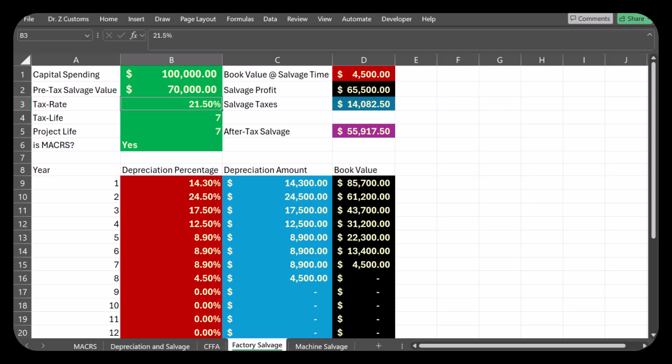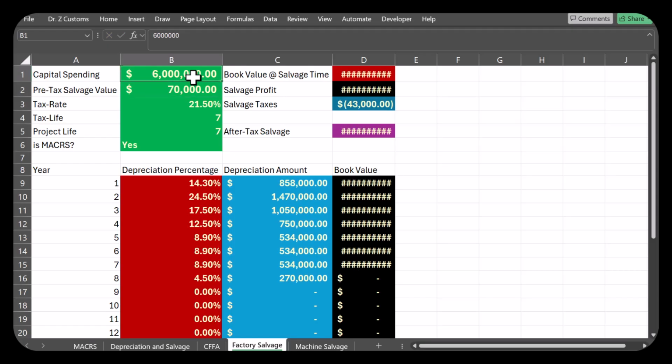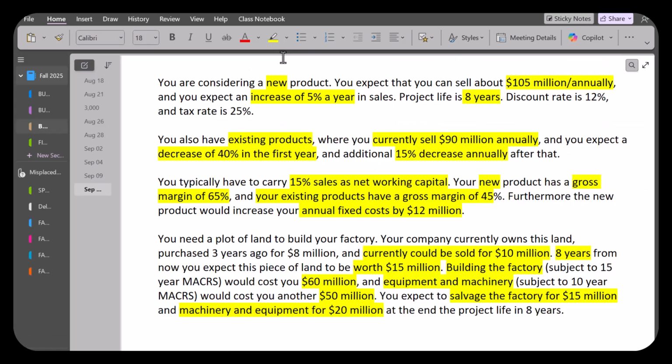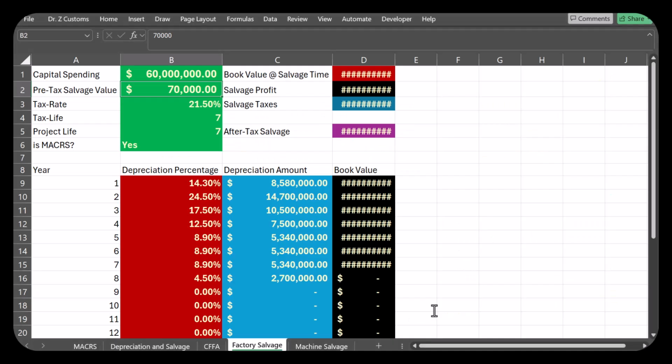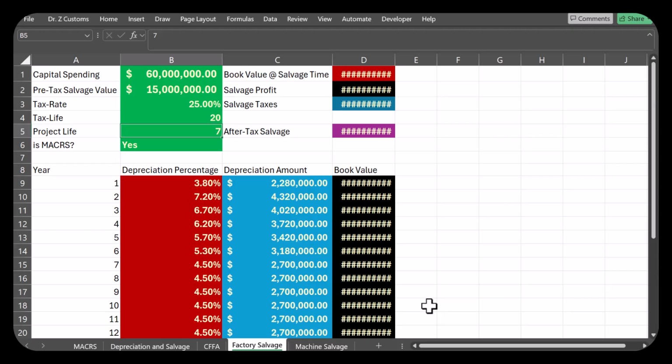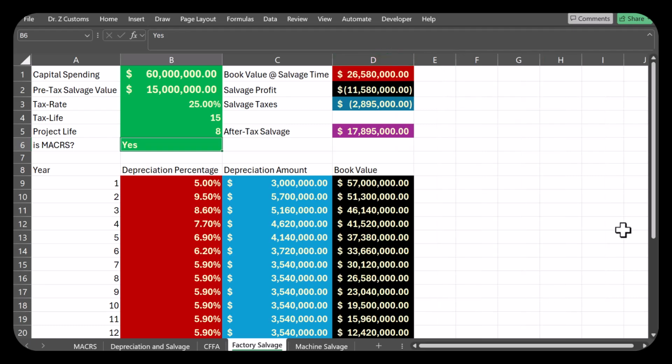All right, factory. I'm spending 60 million on it. And before taxes, I assumed I'm going to get how much for it? 15. My tax rate is 25. Tax life of this asset is 20 years. Okay. No, 15 years, I'm sorry. And project has an 8-year life, and it is makers. All right. This is why we built this calculator. What was your name? Caleb?